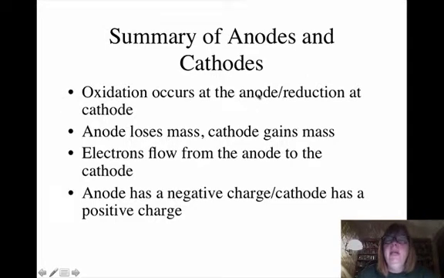Oxidation occurs at the anode. Reduction occurs at the cathode. Look back at your balanced equation, see what's being oxidized, see what's being reduced, and you will be able to identify the anode and the cathode. Anodes will lose mass, and the cathode will gain mass, and we talked about why. Electrons will flow from the anode to the cathode, and the anode has a negative charge, and the cathode has a positive charge. All right, I don't really want you memorizing this stuff. I want it to make sense to you. So if you have any questions, let me know.